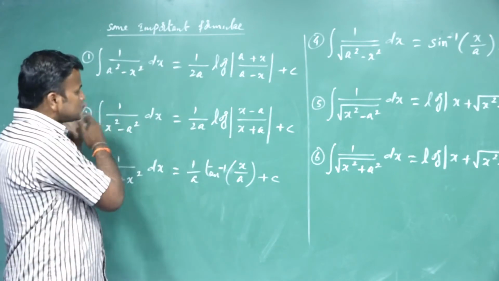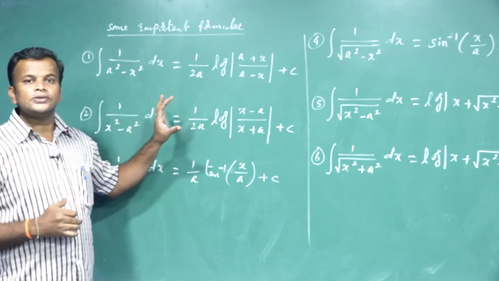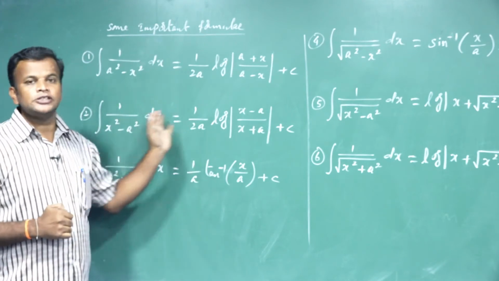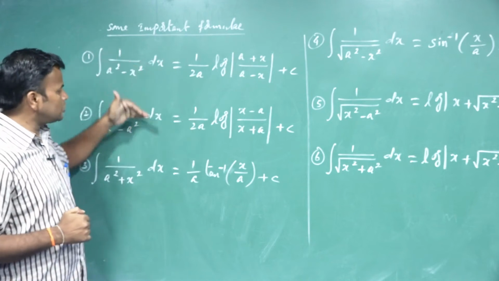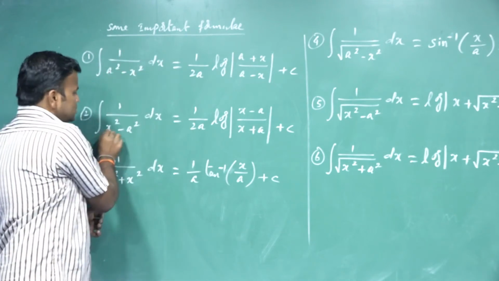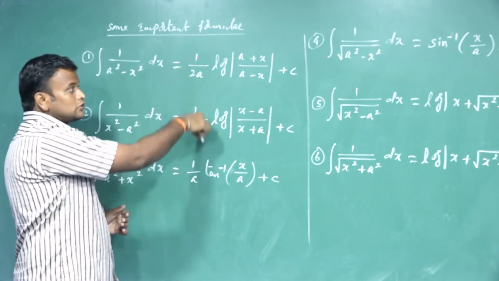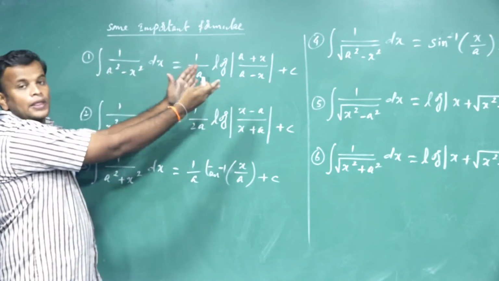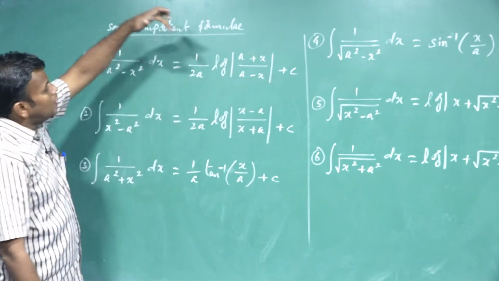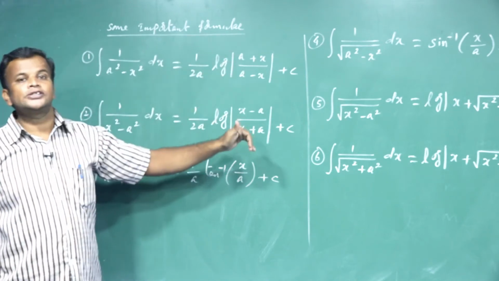The result is also there in your textbook. I just write the result, and it is a formula. You must memorize this formula. So there is a relation between these two formulas. Here a square minus x square, reverse x square minus a square. So 1 by 2a is common, log is also common. So within modulus, here a plus x divided by a minus x, here x minus a divided by x plus a, plus c.